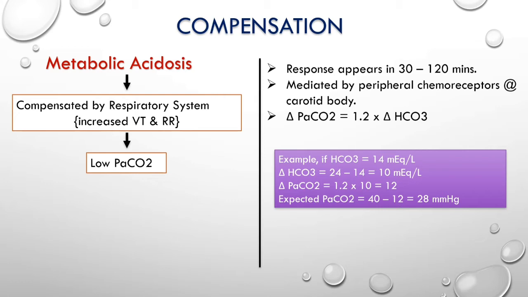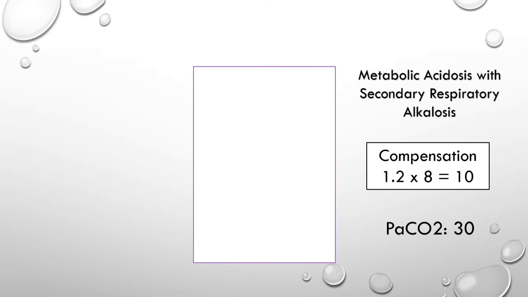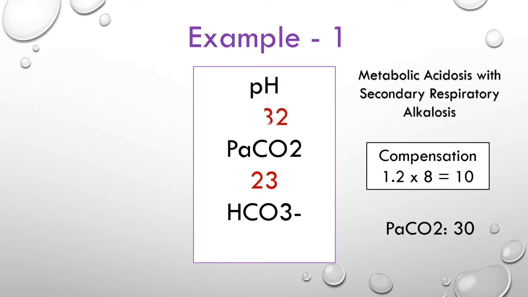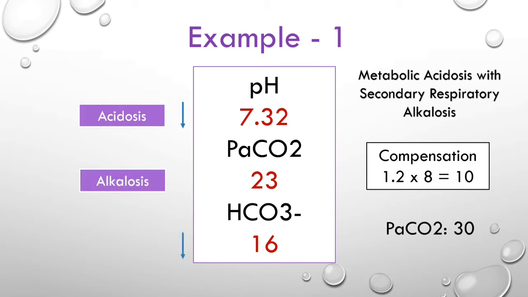Now let us look at this example. The pH is 7.32, which is low, indicating acidosis. The PaCO2 is 23, which is also low, but that indicates alkalosis on the respiratory component. And bicarbonate is 16, which is low, indicating acidosis. So the primary acid-base disorder here is metabolic acidosis. Now we need to look at compensation on the respiratory component, that is the PaCO2 level.